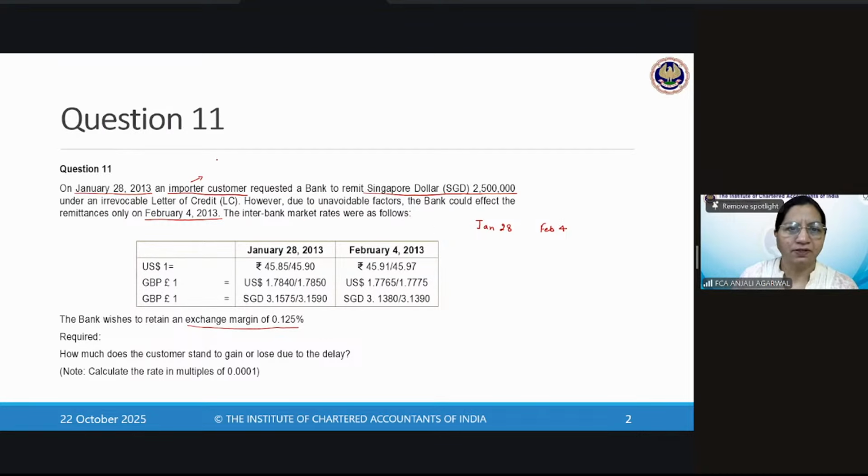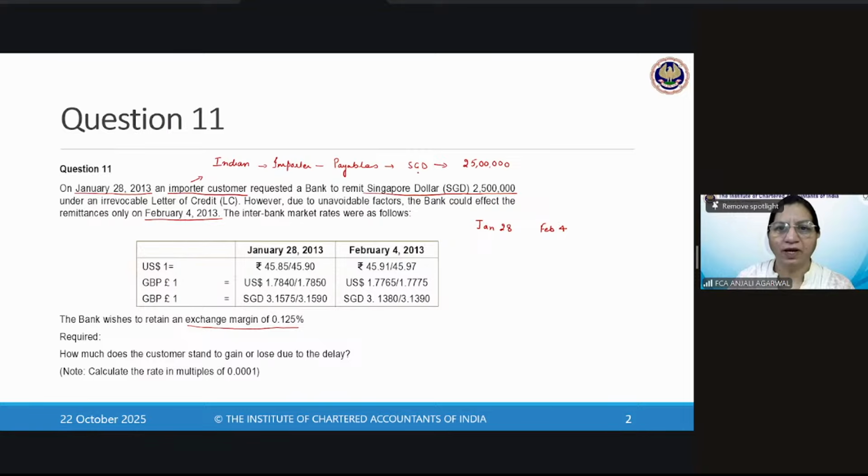Now, the importer customer is an Indian customer. An Indian, if he is an importer, means there will be payables. So he has to pay which currency? Payables in Singapore dollar. How much amount? So you can see here, it is 25 lakh, under an irrevocable letter of credit.